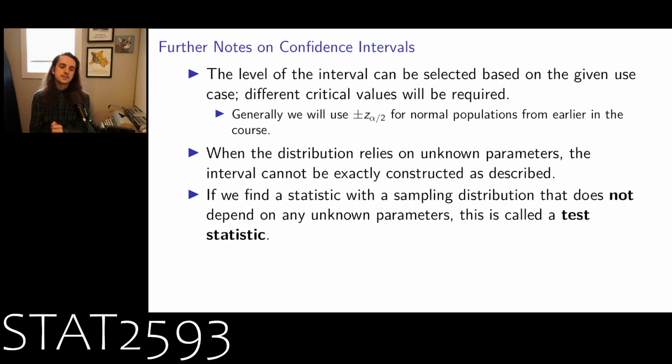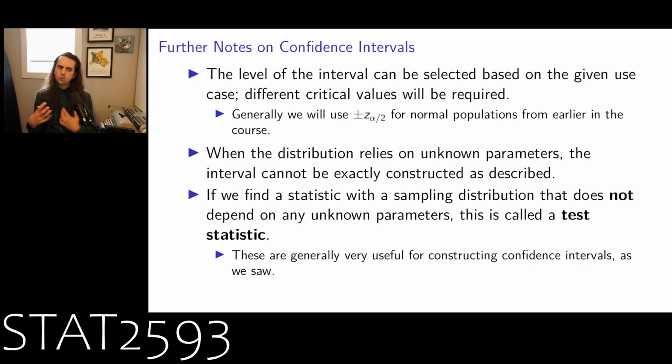Now, just as a point, if we find a statistic whose distribution does not depend on the unknown parameters, we call this a test statistic. In the case of the normal population that we just saw, once you've standardized, that's a statistic that does not have a distribution which depends on the true value or the unknown parameters. So we'd call it a test statistic. Test statistics are generally quite useful for constructing confidence intervals. We're not going to focus too much on finding test statistics, but if you're given one, it becomes a lot easier to find a confidence interval.